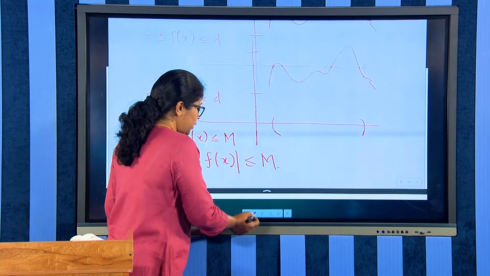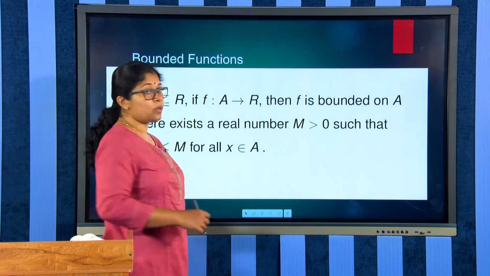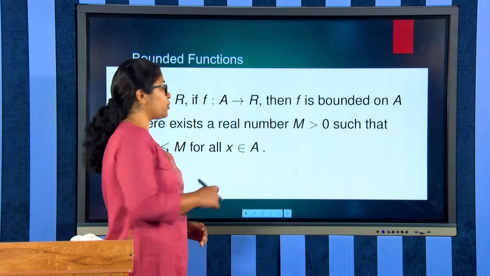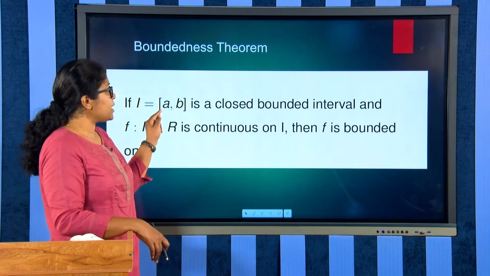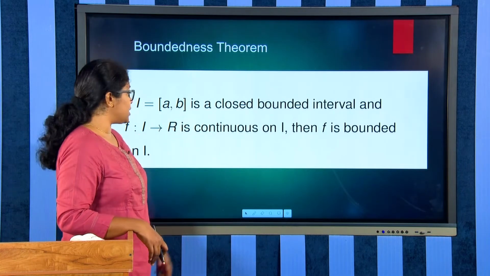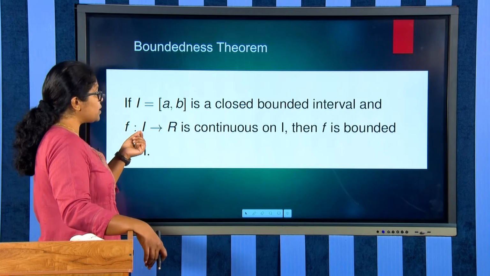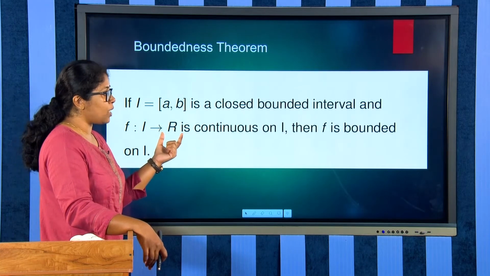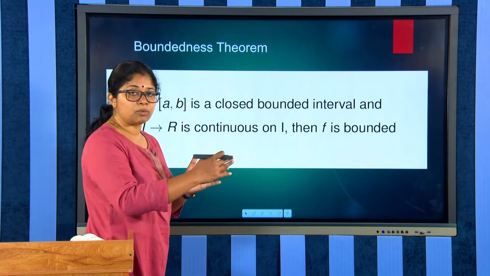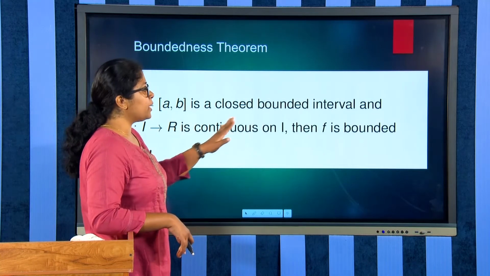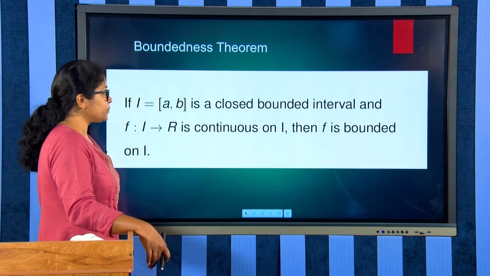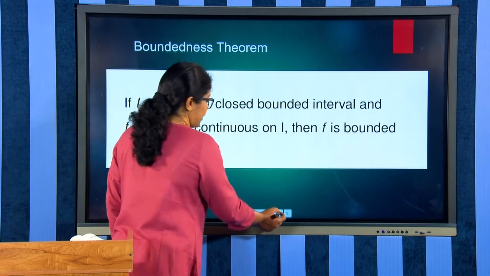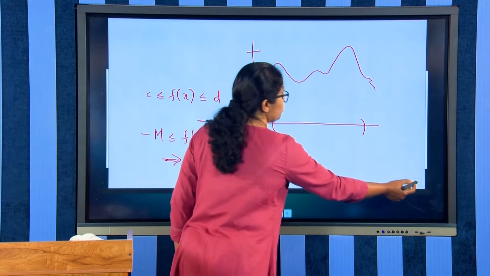So, with this definition, we can look at the condition given for continuous functions. If I is a closed bounded interval and f is a function defined from I to R and it is continuous throughout the interval I, then definitely f is bounded on I. So, the proof goes like this. We can look at the proof.